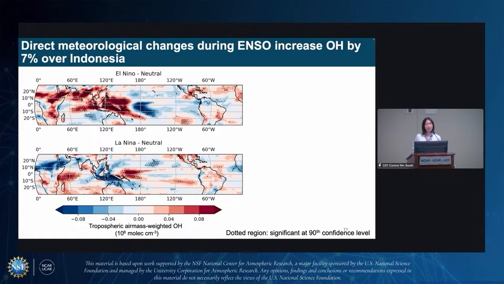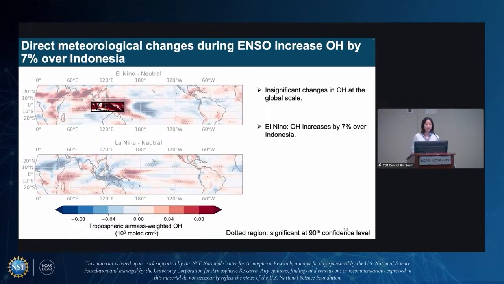So in this map, I'm showing the changes in the OH also during El Nino at the top and during La Nina at the bottom compared to the neutral conditions, and the dotted region were showing where the changes are significant. First of all, at the global scale, actually we don't see the significant changes of the global air mass weighted tropospheric OH columns. However, at the different regions, we do find some significant robust signals.